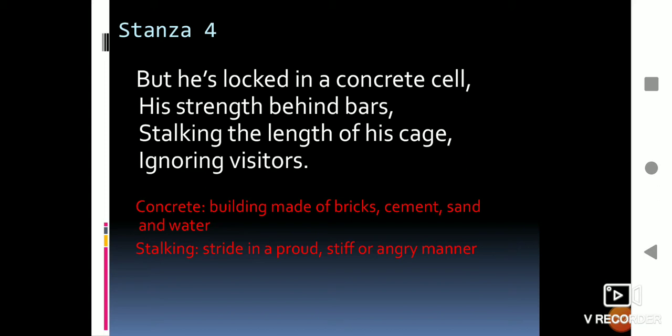Neither is he trying to terrorize them, nor trying to amuse them. Nothing. He's just stalking the length of his cage, walking in the cage. So, in this stanza, the poet is talking about the reality of the tiger that is inside the cage. He is saying that the tiger is confined in a strong cell, which is made of strong building material, a concrete cell.